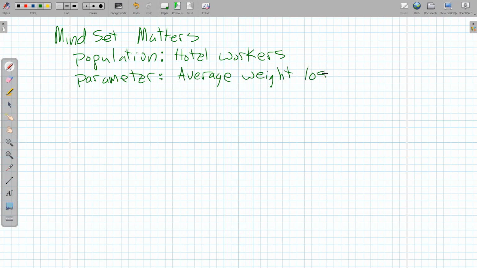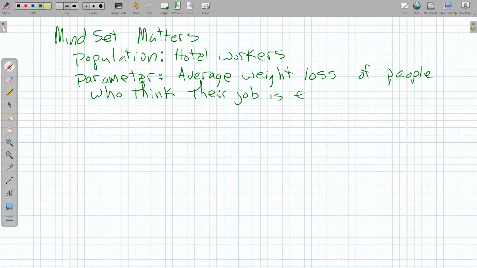And it's actually more than that because I'm comparing two groups. So average weight loss of people who think their job is exercise, and people who have no idea.